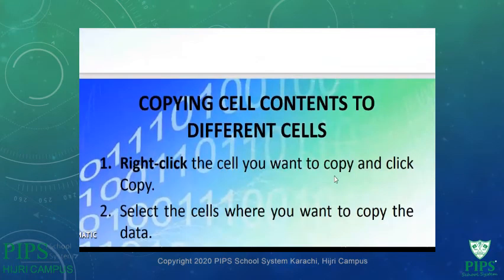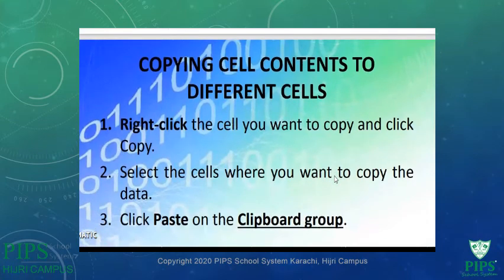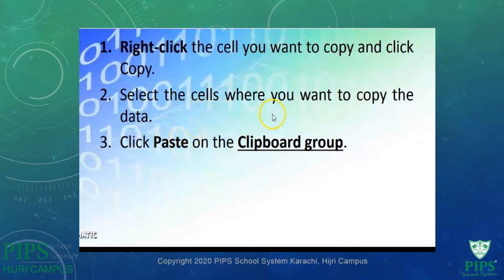Right? Copy cell content: right click the cell you want to copy and click copy. Select the cell where you want to copy the data, click paste in the clipboard group. Right? So this is the way you can do what you want to do: clear, copy, drag, move. Right?